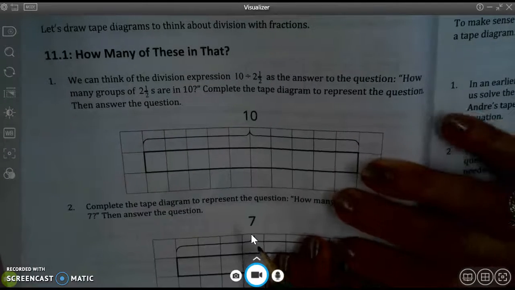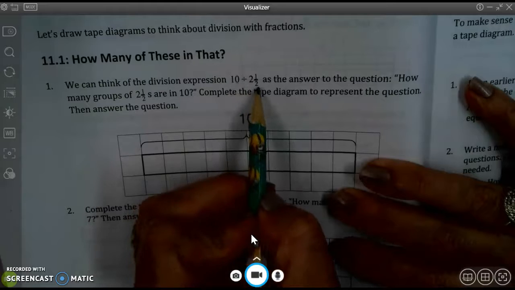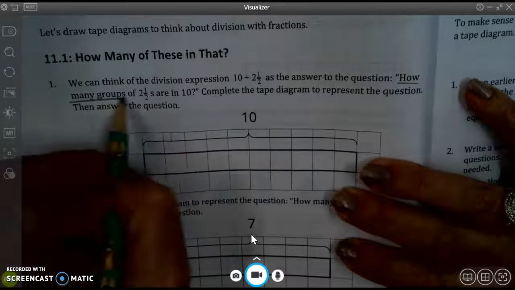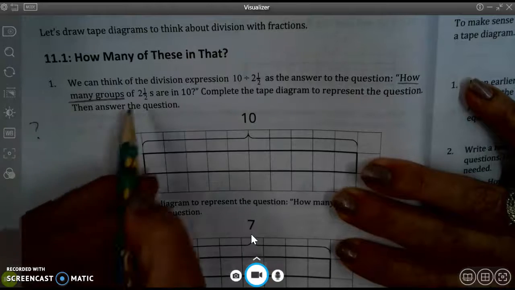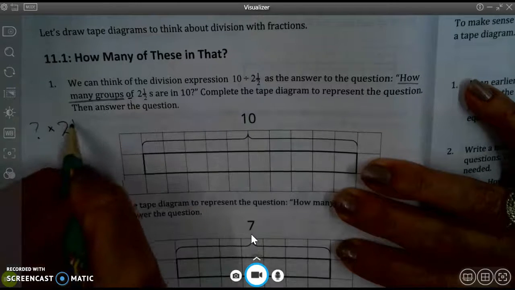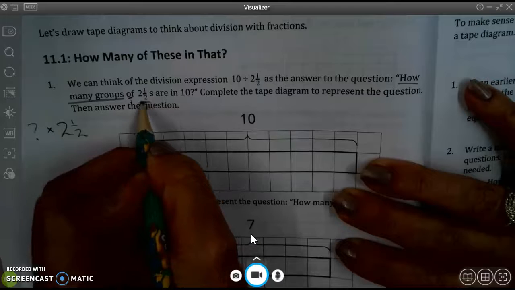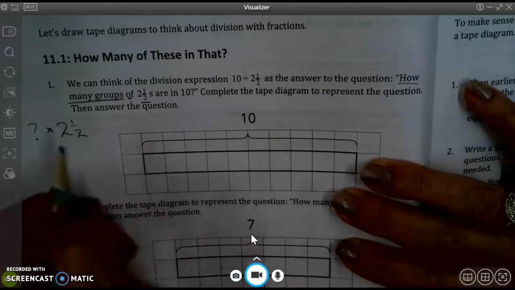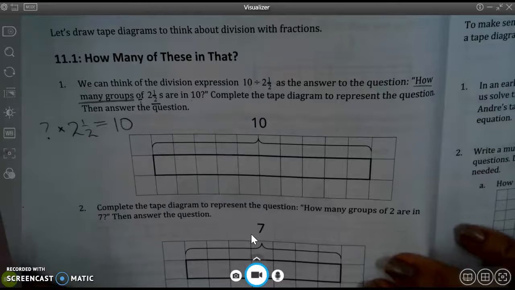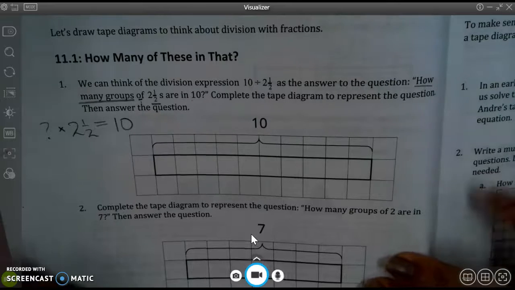So we could think of the division expression 10 divided by 2.5 as the answer to the question, how many groups of 2.5 are in 10. Complete the tape diagram to represent the question, then answer the question.